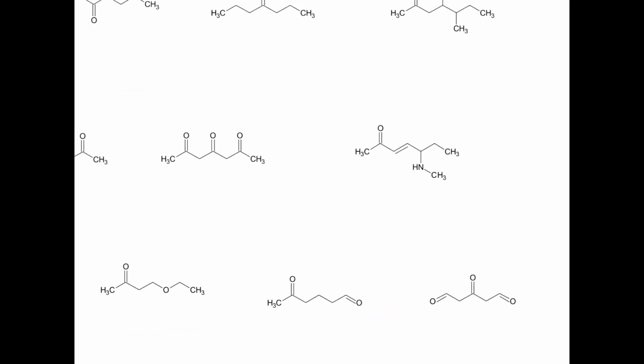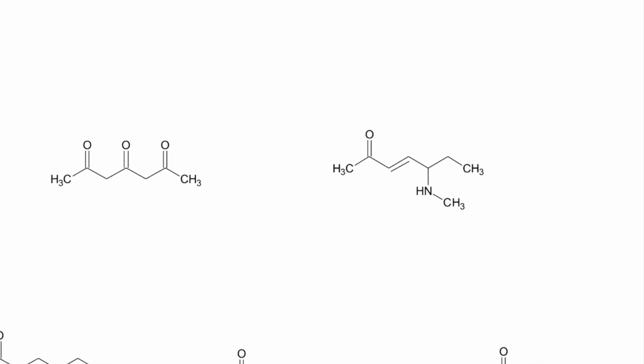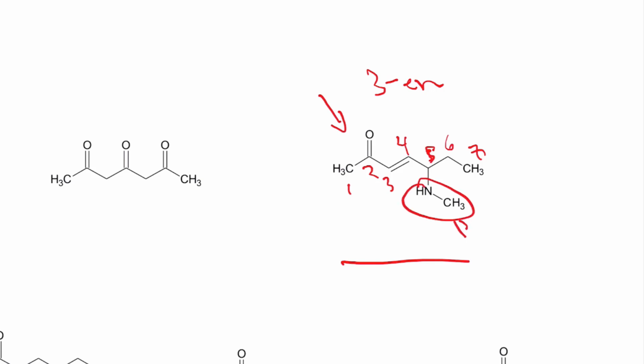It's a bit of a complicated example here, but again, the ketone is the highest priority group. 1, 2, 3, 4, 5, 6, 7. So this is a heptane group. In the 2 position is where we'll find the ketone, so that needs to be indicated. In the 3 position is an ene, and there's a stereochemistry associated with it that we got to figure out. In the 5 position is an amine, and also there is a methyl group on it.